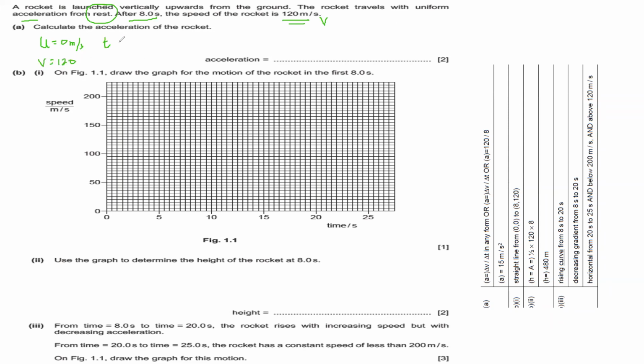And how much time did it take to change the speed? That's equal to 8 seconds. We have to calculate the acceleration of this rocket. Acceleration is the change in velocity divided by time, so it is V minus U divided by T. V is the final speed, which is 120. U is the initial speed, that is 0. And the time interval is 8 seconds. So 120 minus 0 divided by 8 is equal to 15 meters per second squared, the acceleration of this rocket.